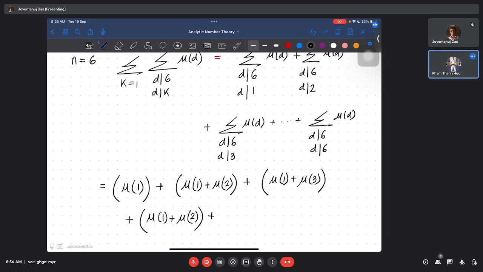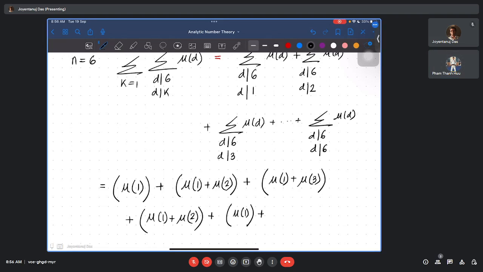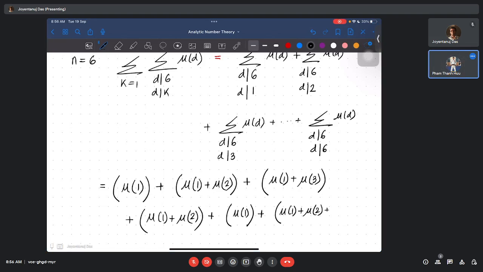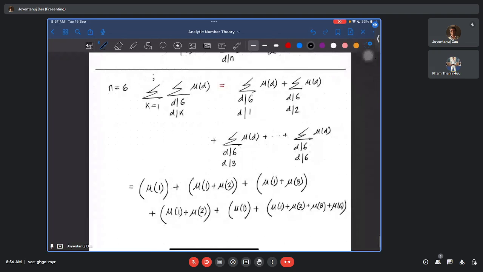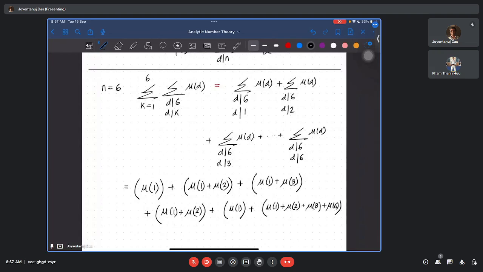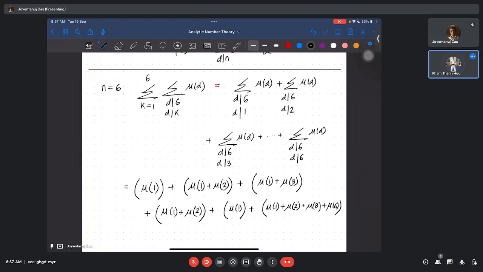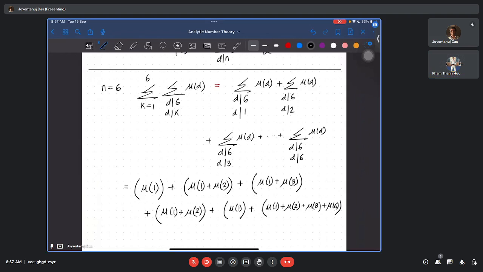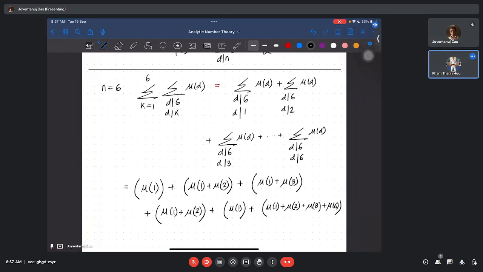Okay, the fifth term is d divides 5 and d divides 6, so only 1. So the fifth term is 1. And the sixth term is 1, 2, 3, and 6 also. So up to this part is correct. Up to this part you understood, right?